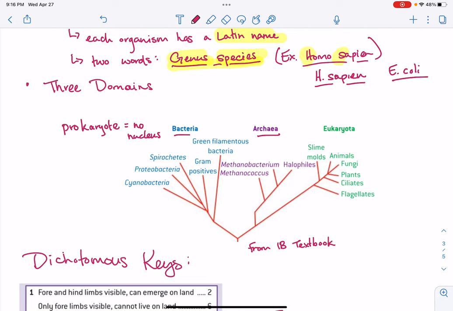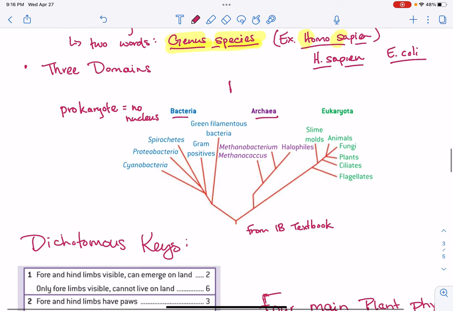Archaea is interesting. They're also prokaryotes. But they're fun prokaryotes. They are found in harsh and extreme environments only. So think hot springs, or living on or near a volcano, or down in the vents in very deep waters. This is going to be your archaea. They're fun guys.